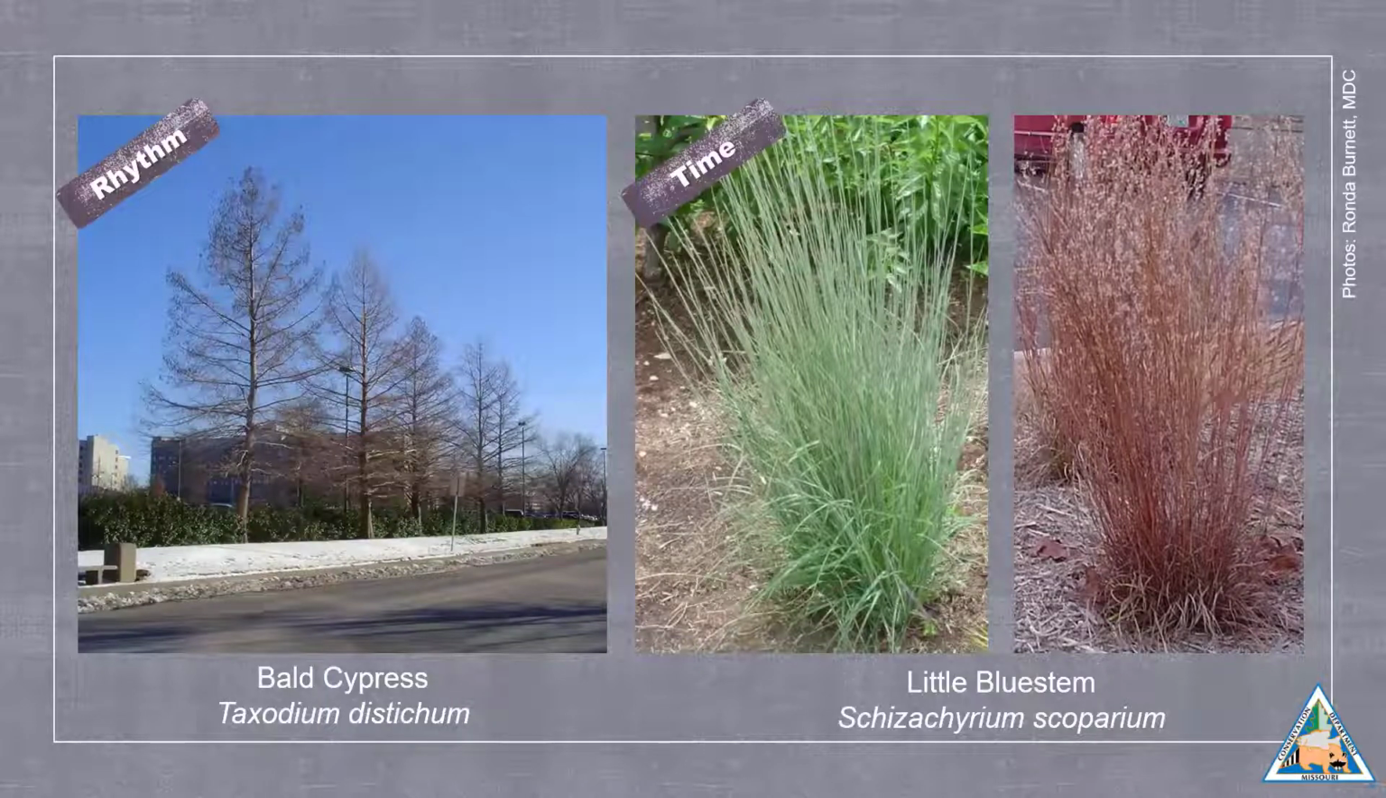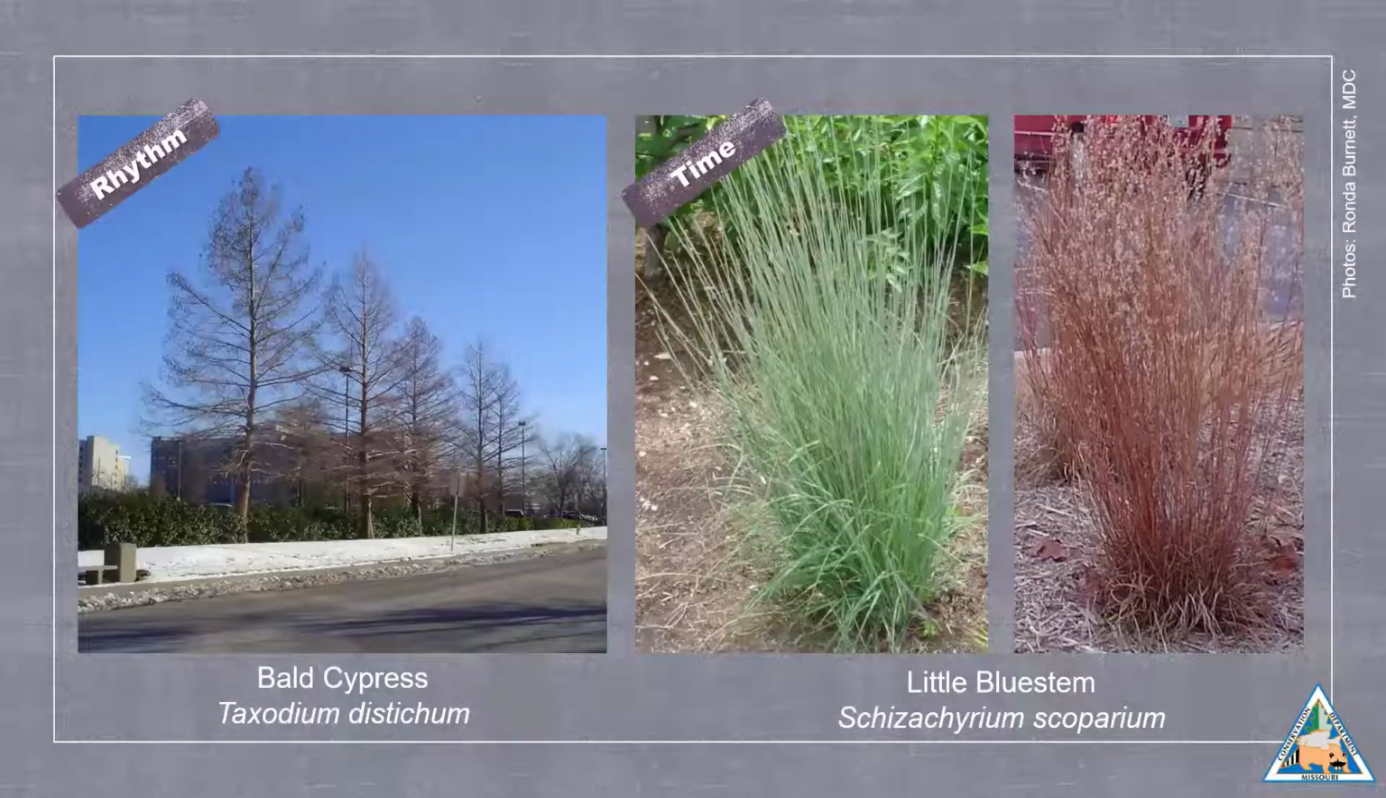Time is really a fascinating element when it comes to landscape design. You're going to consider how the appearance of your plant is going to change over its lifetime. So think about how drastically different a tree seedling looks to a mature tree. But you can also consider how your plant will change in appearance over one growing season.